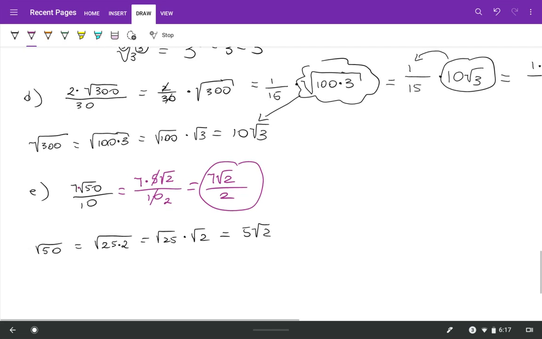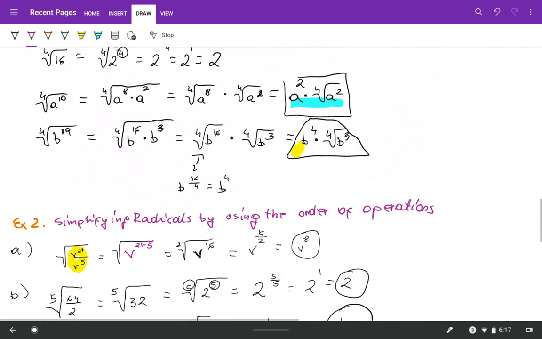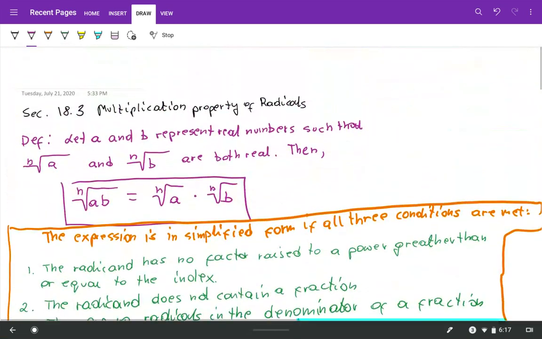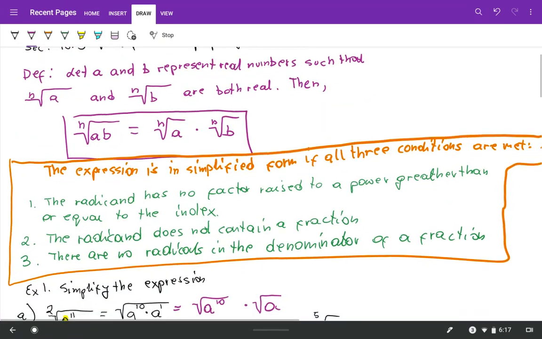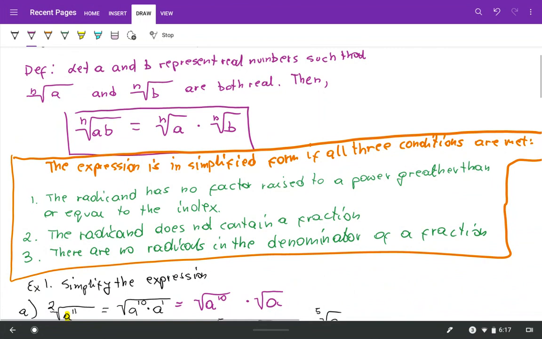So that's it from section 18.3, simplifying radical expressions. Hopefully the lecture and all the problems which I went over will help you to study this section.